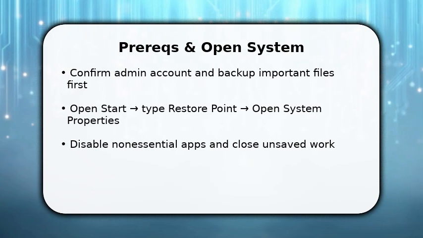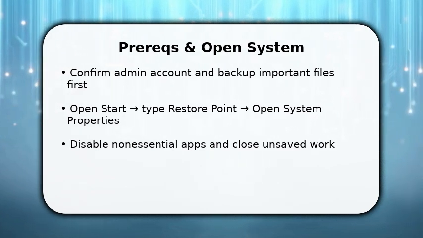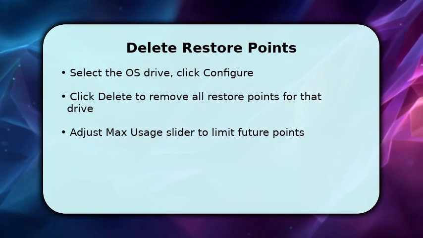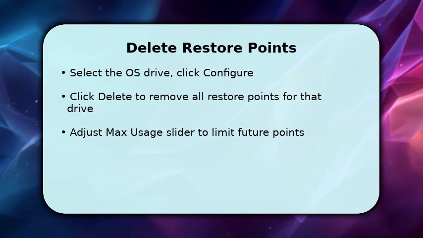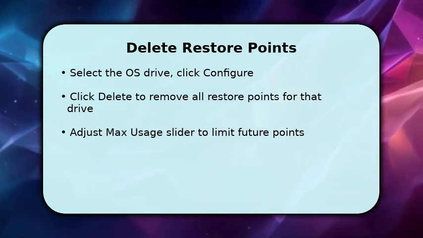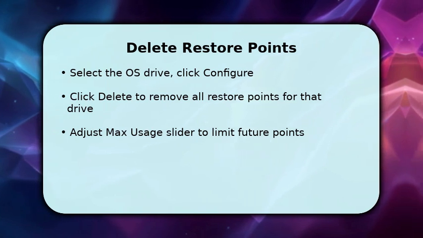You're in Configure for the selected drive. Click Delete to remove all existing restore points for that drive. This is the only built-in delete all action. Confirm the prompt. Windows will clear all snapshots immediately.